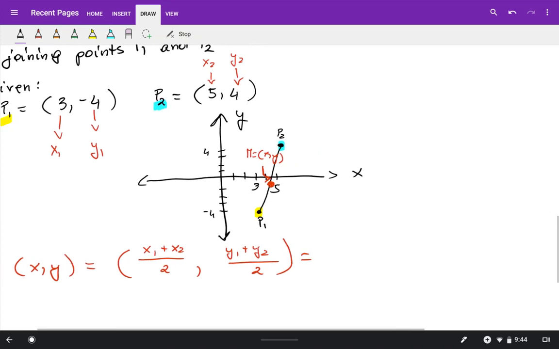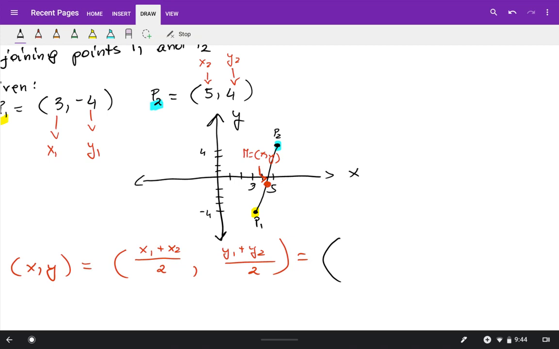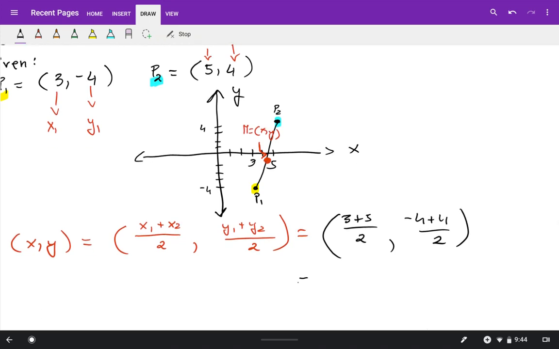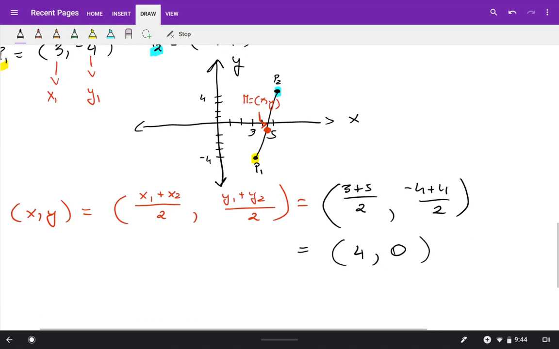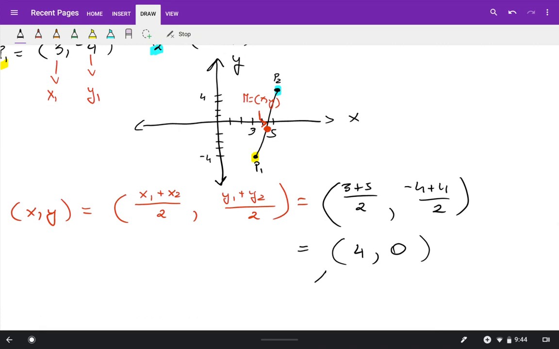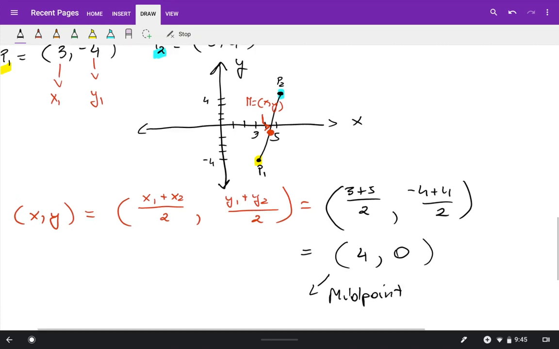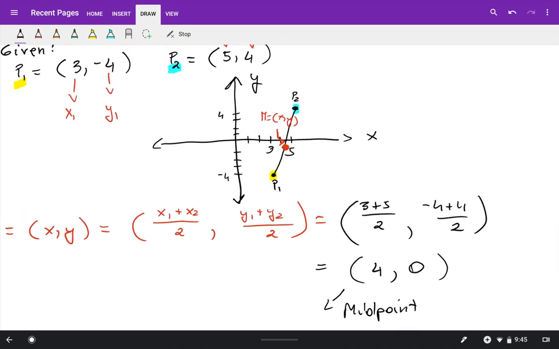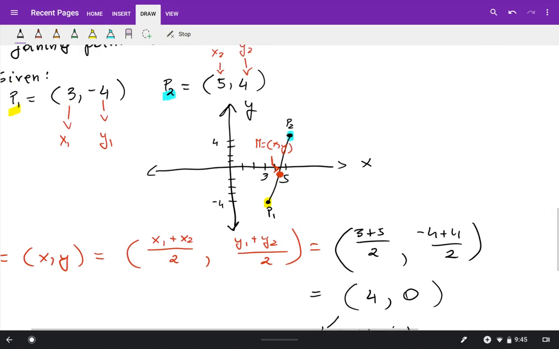So we have x1 plus x2, so 3 plus 5, everything divided by 2, comma, y1 plus y2 divided by 2, which is negative 4 plus 4 divided by 2. And that will give us 8 divided by 2, which is 4, comma, 0 divided by 2, which is 0. So those are the coordinates of the midpoint. My sketch was wrong, because the point in the middle is 4 comma 0.